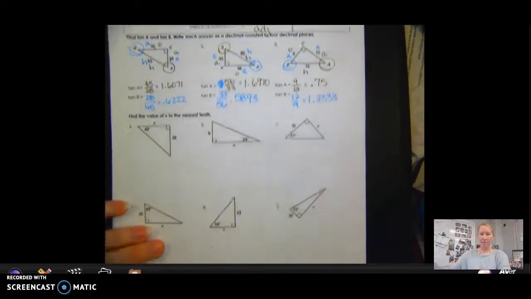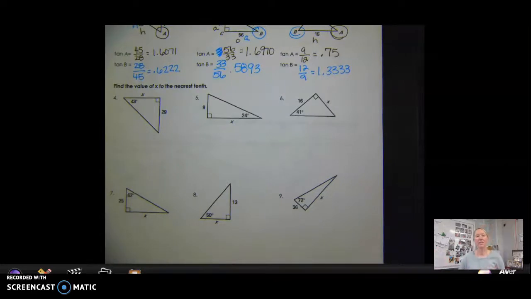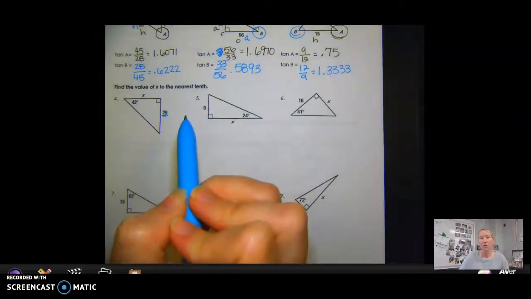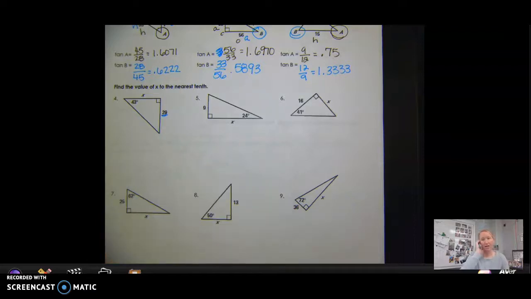Okay, so now coming down here, find the value of x to the nearest tenth. So what these trig ratios allow you to do is, in Pythagorean theorem, we took right triangles. I gave you 2 side lengths, and you could find the third side length. But now what we have is a right triangle with only 1 side length. You can use these trig ratios, sine, cosine, and tangent, to find the other 2 side lengths given only 1 side length.